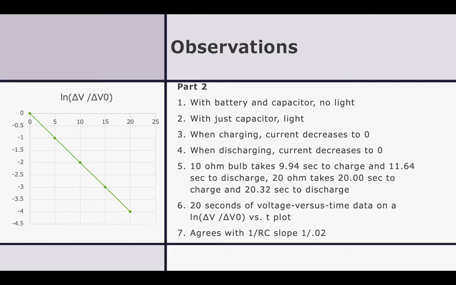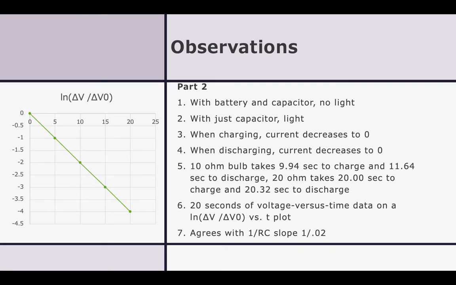So when we attach an ammeter and see what happens when the capacitor is charging, the current slowly decreases to 0, as well as when it's discharging, it also decreases to 0. When we see how long it takes with a 10 ohm bulb to charge the capacitor and discharge it, it's 9.94 seconds and 11.64 seconds. Then it's 20 seconds and 20.32 seconds, respectively, with the 20 ohm bulb.